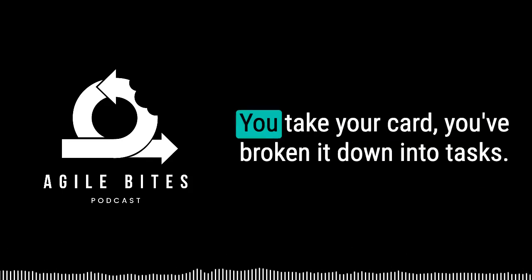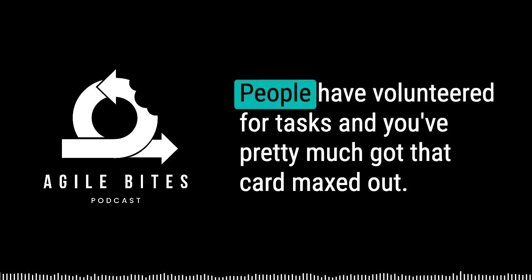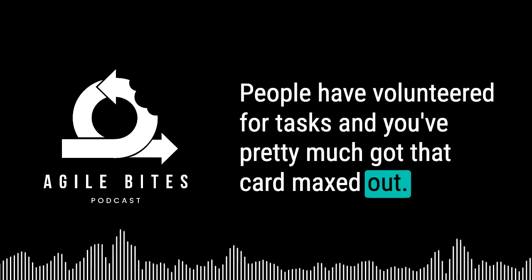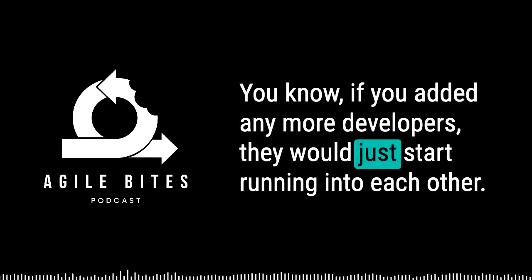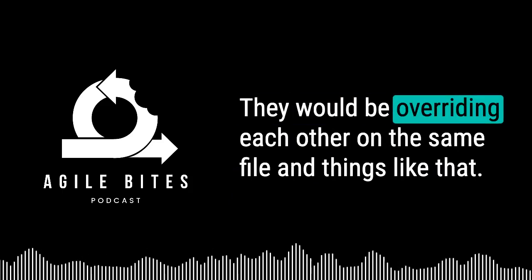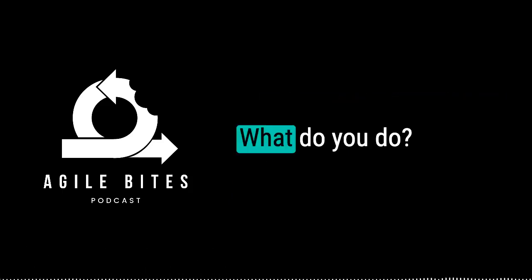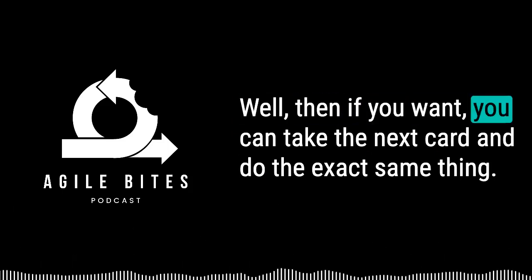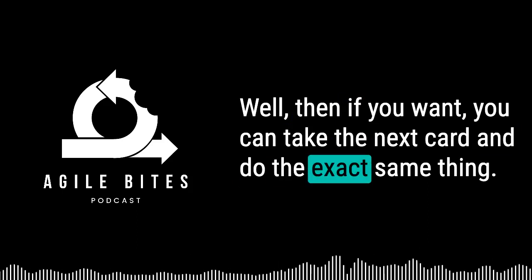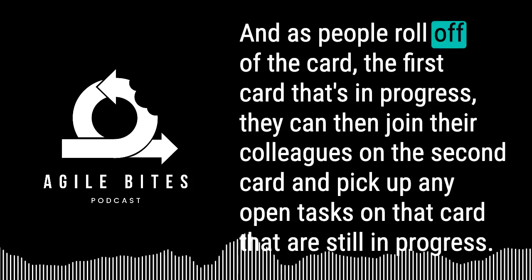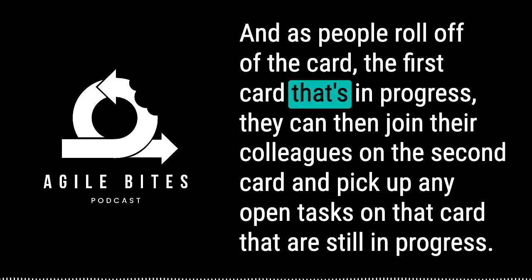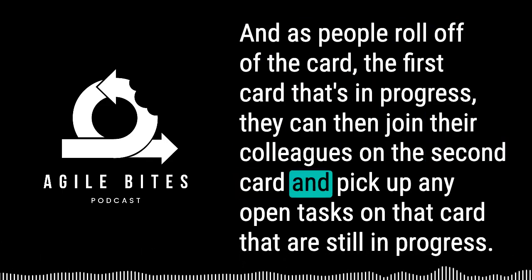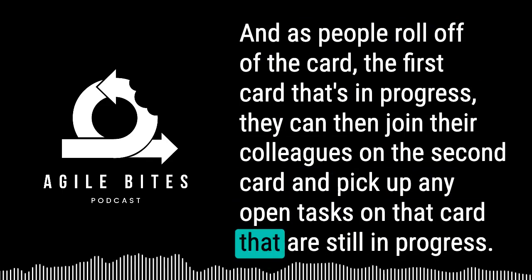So let's say you do that. You take your card, you've broken it down into tasks, people have volunteered for tasks, and you've pretty much got that card maxed out. If you added any more developers, they would just start running into each other. They would be overwriting each other on the same file and things like that. What do you do with everyone who's left over? Well, then, if you want, you can take the next card and do the exact same thing. And as people roll off of the first card that's in progress, they can then join their colleagues on the second card and pick up any open tasks on that card that are still in progress.